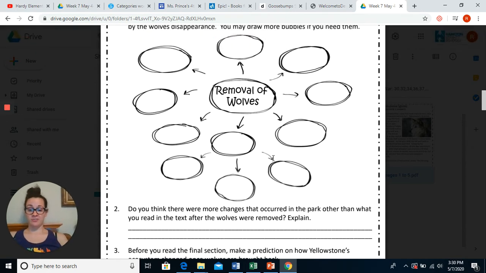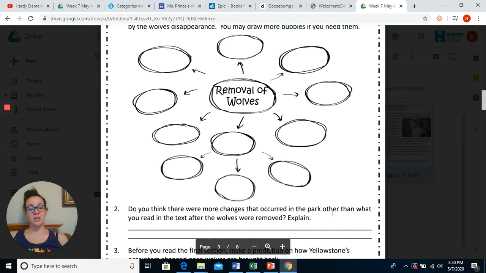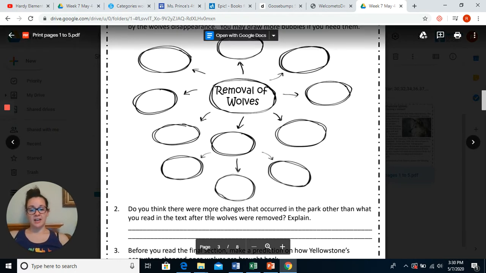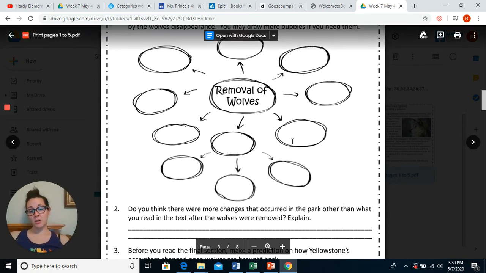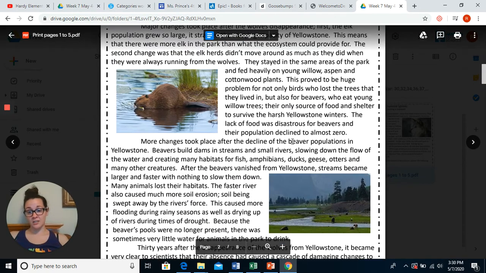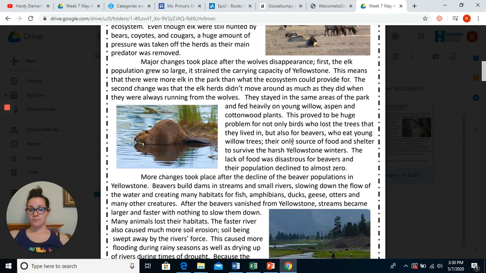Do you think there were more changes that occurred in the park other than what you read in the text after the wolves were removed? So I want you to think, do you think anything else happened in the park that maybe this author forgot to mention because all the wolves had been killed off? Think about what else may have occurred, what removing a wolf from an ecosystem that depended on them may have done to that ecosystem.